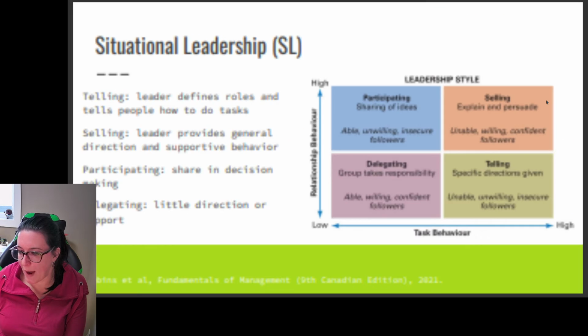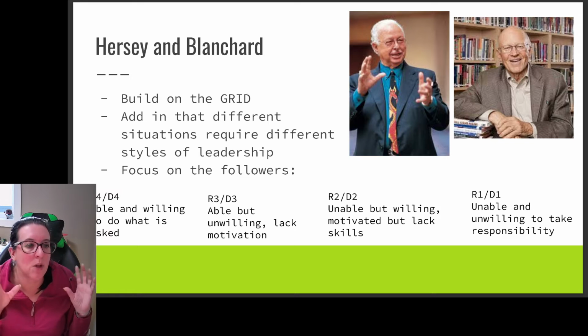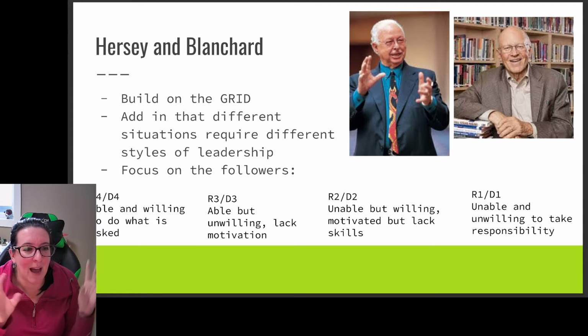So if we go back to Hersey and Blanchard, they were building on this grid. But they wanted to allow for the fact that there are different situations that might require different styles of leadership. Whereas what we saw with the managerial grid is it was fixed in terms of this is the preferred behavior, having a relationship with your employees and focusing on production.